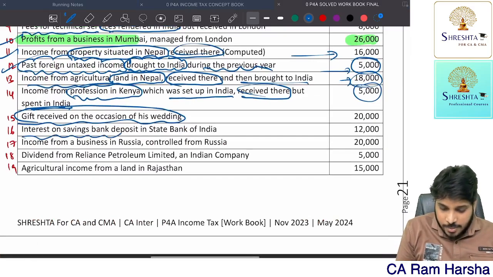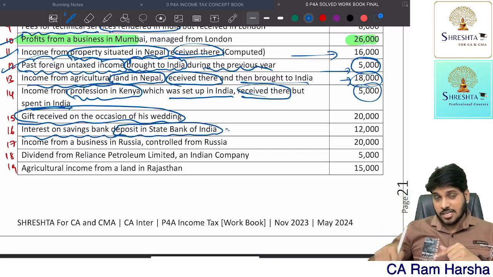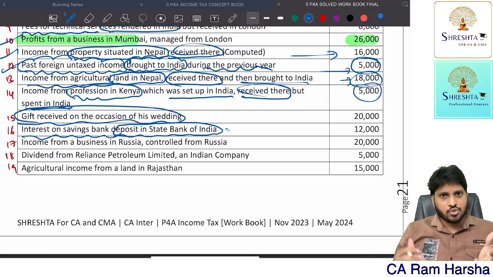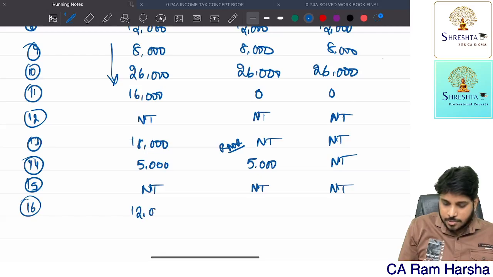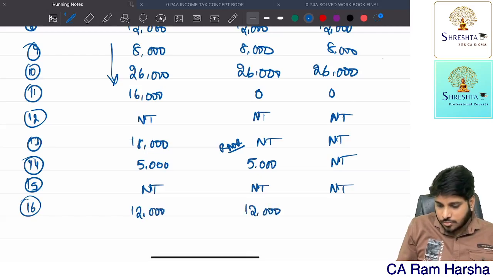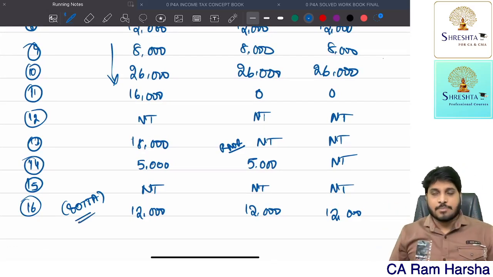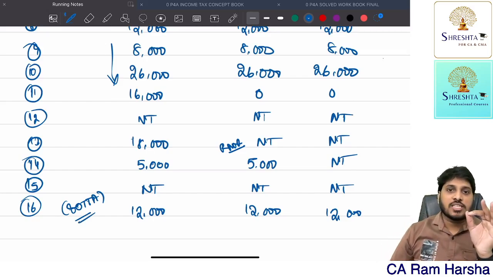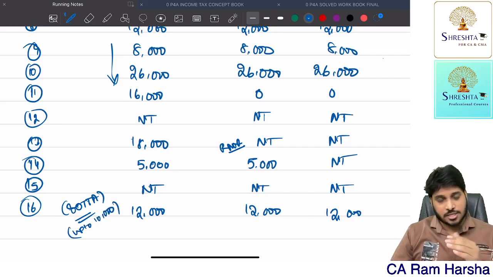Interest on savings bank account deposit in State Bank of India. The bank account is in India, so the source is in India, taxable for everybody. 12,000. No, there is a provision, a section which we will discuss in chapter 6A. What it says is, interest on savings account is deductible up to 10,000 rupees. You will get a deduction of 10,000 rupees. That we will discuss later.